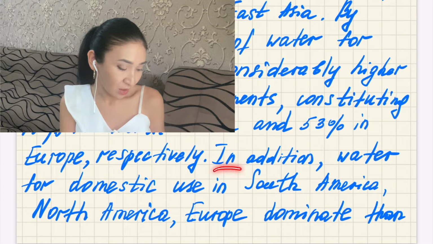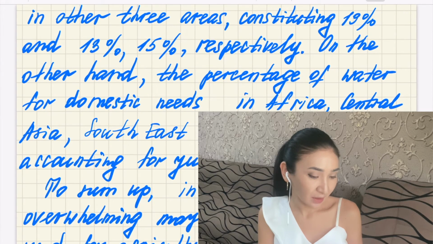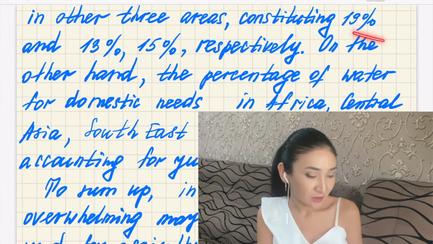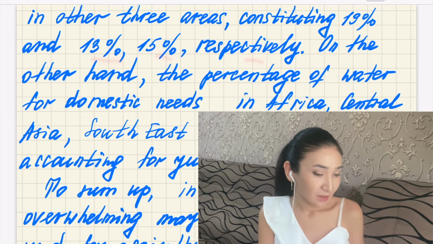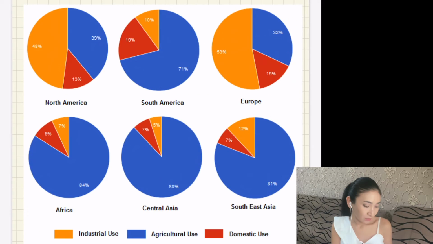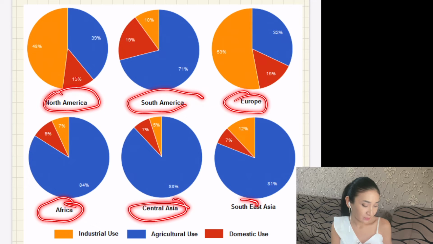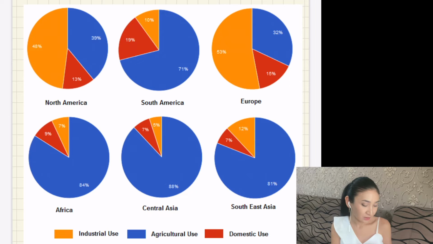So the other part I was just saying, in addition, water for domestic use in South America, North America, Europe dominates in other 3 areas, constituting 19 and 13 and 15% respectively. So further we go with domestic water, which is less compared to the other 2 uses of water. So I just describe these 3 continents where it has more compared to the other 3 continents. So here in North America it constitutes 13%, in South America 19%, in Europe 15%.